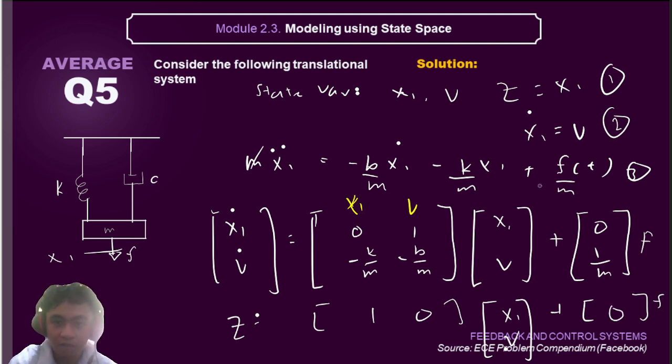So that's the first sample, or the first supplementary problem, for modeling using state space.